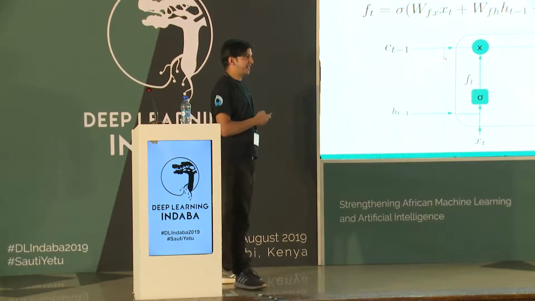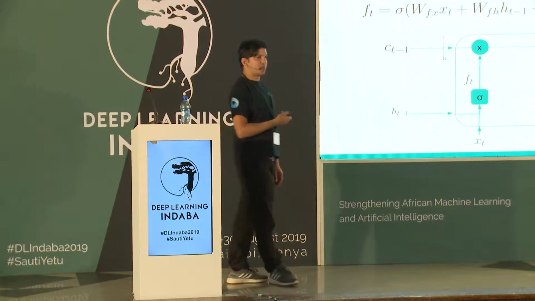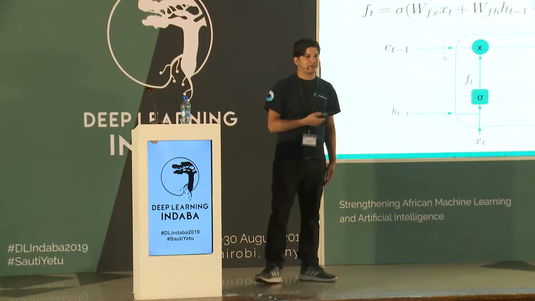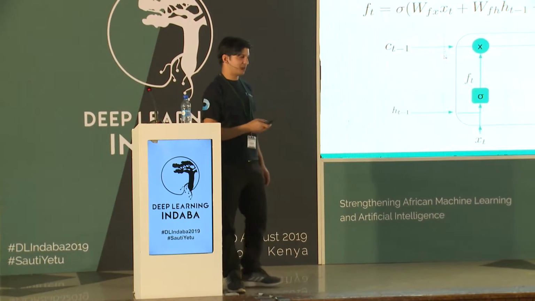So now, if we take our previous memory contents and multiply it by the forget gate, which is a value between 0 and 1, then if this forget gate value was 0, we would essentially drop the contents of the memory. If the forget gate value was 1, then we would remember the contents of the memory.